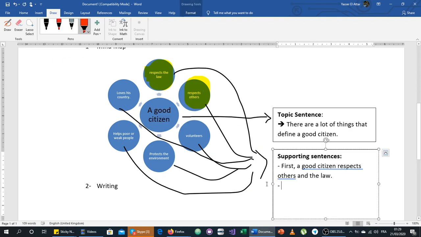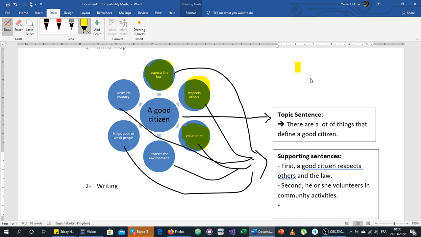Okay, now we go to the second thing. For example, volunteers. Second, he or she volunteers in, for example, associative activities. Just to give details, or if you want to stop here, you can stop. Like, for example, he or she volunteers. But we can add something like this: associative activities or community activities. And then we go to another one. We have already covered volunteers.